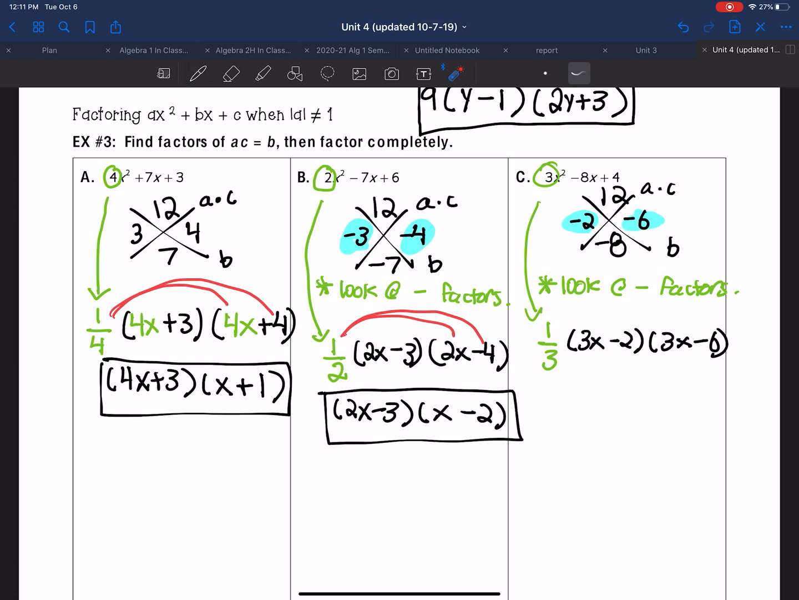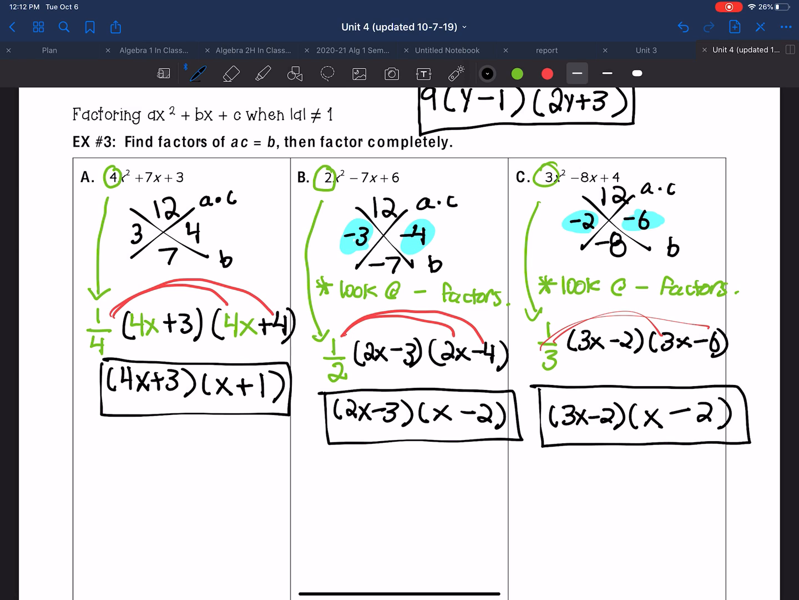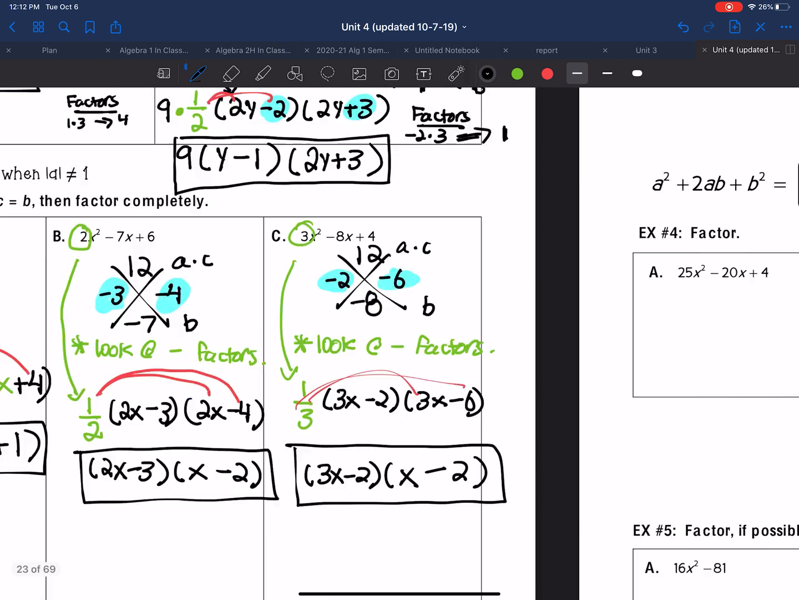I don't want fractions. I can multiply that into the second term, or the second binomial, excuse me, because that's going to be 1/3 times 3 and 1/3 times -6. So this comes out to 3x minus 2 times, if I multiply this one into that second binomial, 1/3 times 3x is just x. 1/3 times -6 is -2. So the answer is going to be 3x minus 2 times x minus 2. And that is how you factor when your leading coefficient is not 1.